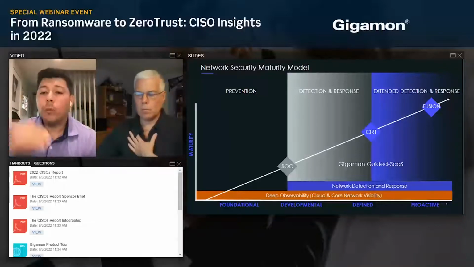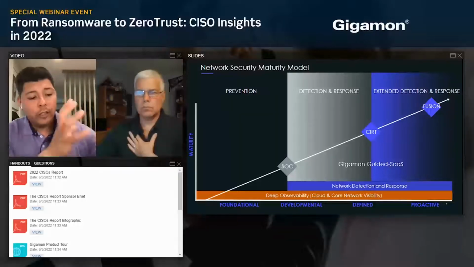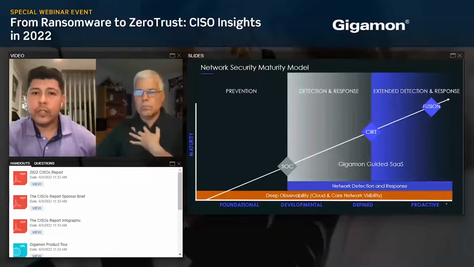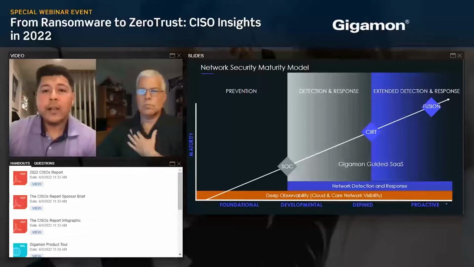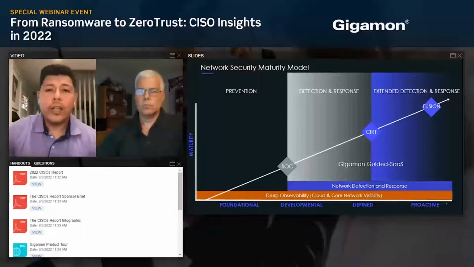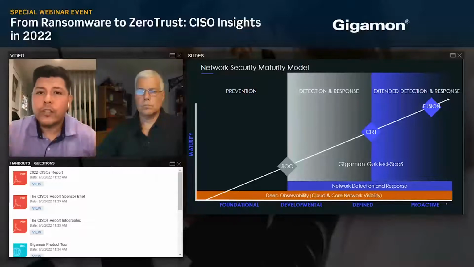And this is really where, when we talk about guided SaaS that you see there, you are using your own security operations team, your CERT teams, your fusion teams, and you are then leveraging Gigamon's experts through our guided SaaS program, bringing it all together into a fully extended detection and response capability. We won't say XDR here, but we are mentioning that this is part of a functional XDR capability.